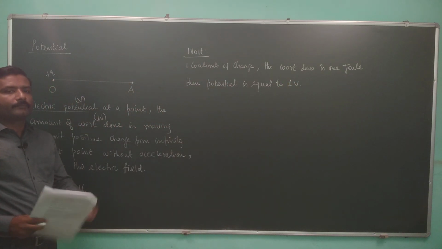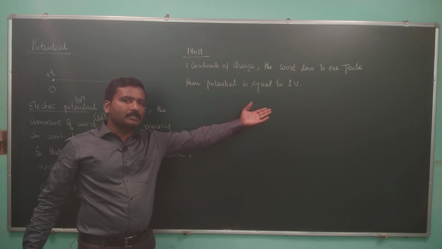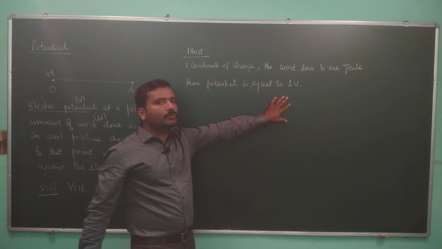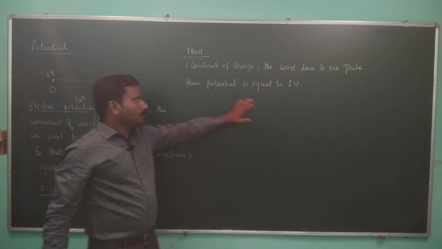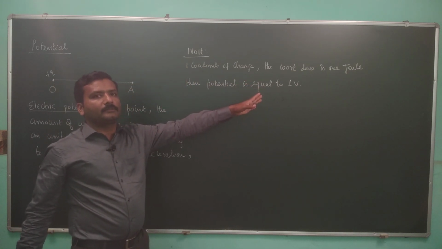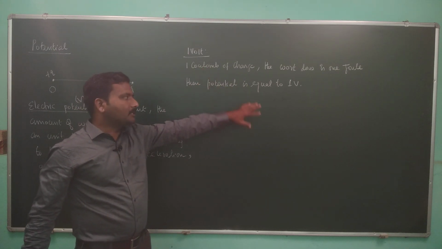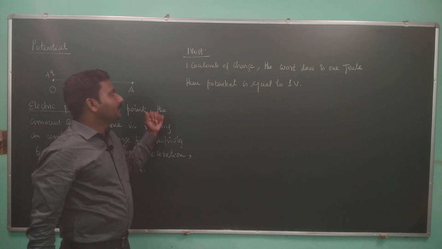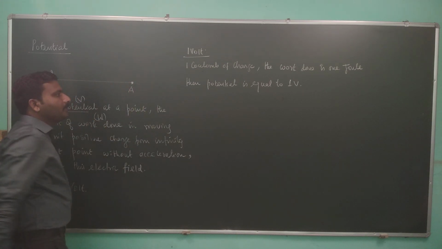Okay, let me repeat. We are bringing a charge from the farthest distance. The charge is 1 coulomb. We are taking 1 coulomb of charge from the furthest distance to the point A. For doing this work, we required 1 joule of energy. We are spending 1 joule to do this work for bringing 1 coulomb of charge from the furthest distance to point A. If this is so, then the potential at point A is said to be 1 volt.